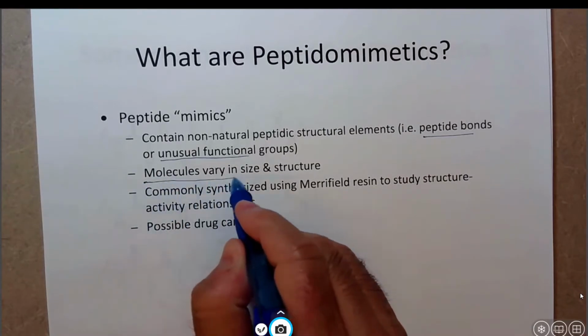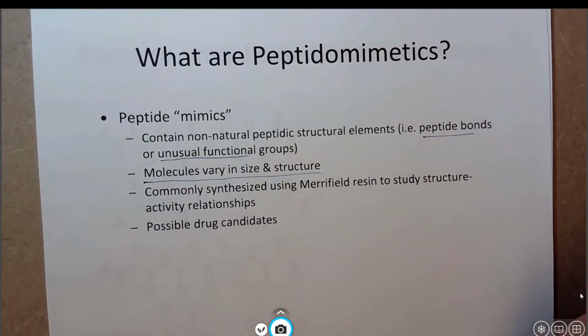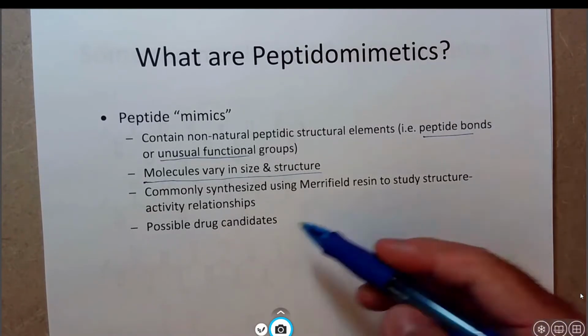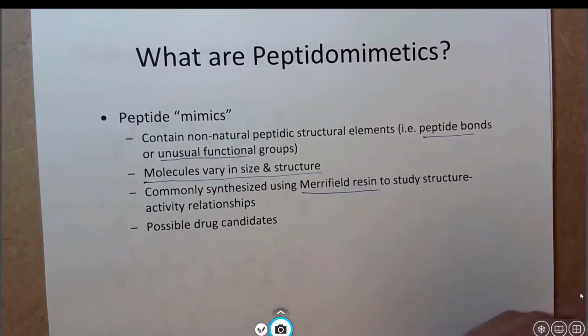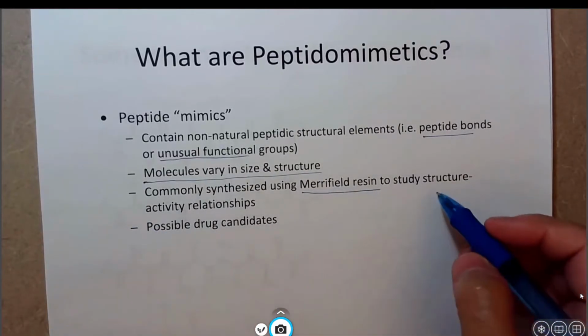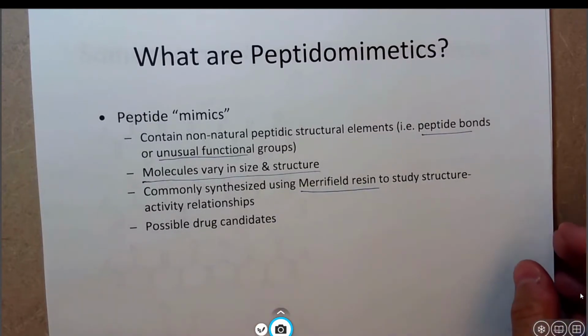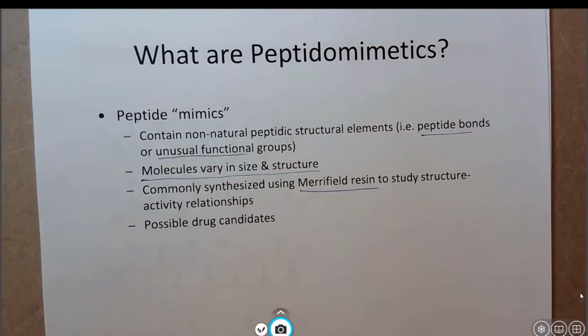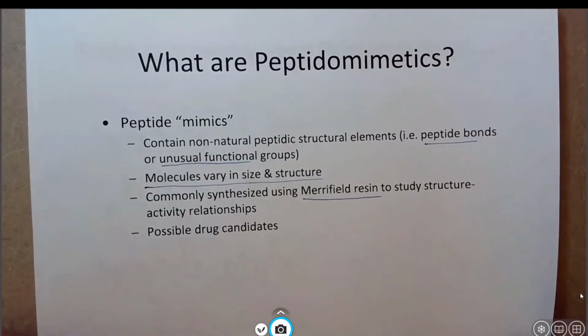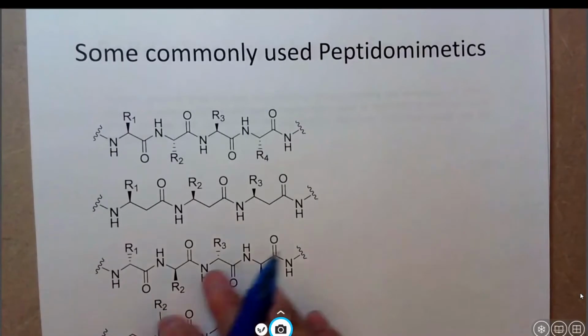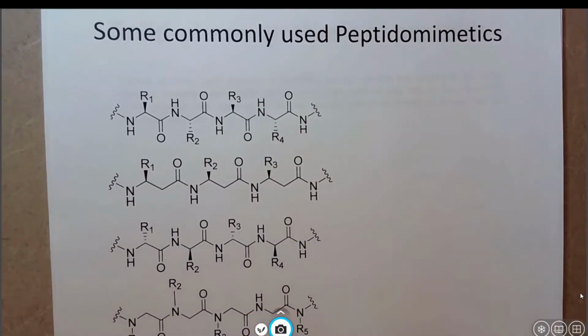The molecules can vary in size and structure, so you can have small peptidomimetics or large peptidomimetics. And as we learned in Part 2, we use a Merrifield resin to conduct solid phase peptide synthesis, and we can also use the same type of approach to generate peptidomimetics and to therefore study structure-activity relationships. This is also a very excellent way to find lead compounds for possible drug and/or medicinal candidates, and we'll touch upon that later in this unit. Okay, so let's look at some common peptidomimetics.